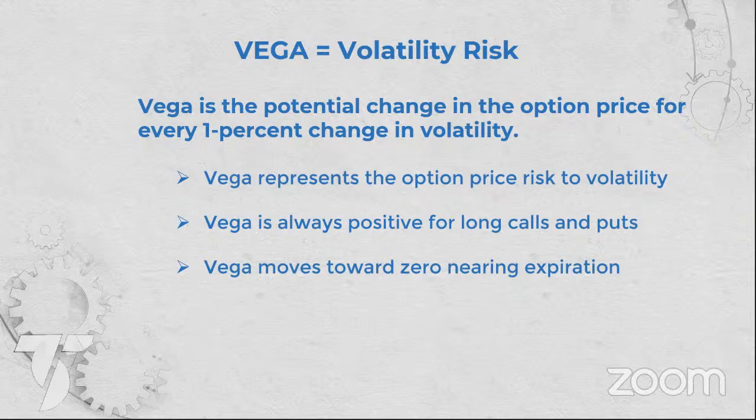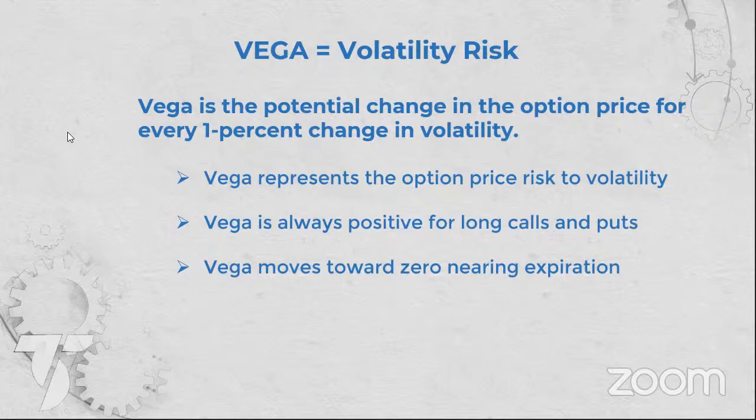So vega is always a positive number for long calls and long puts. If you're long a call or you're long a put and volatility goes up, your call and your put are going to go up in value. That's the idea. If you're short, they're going to go down in value. And vega always moves toward zero nearing expiration. Volatility is one of those key factors in time value, and time value decays as you're nearing expiration. So vega is going to go down over time.